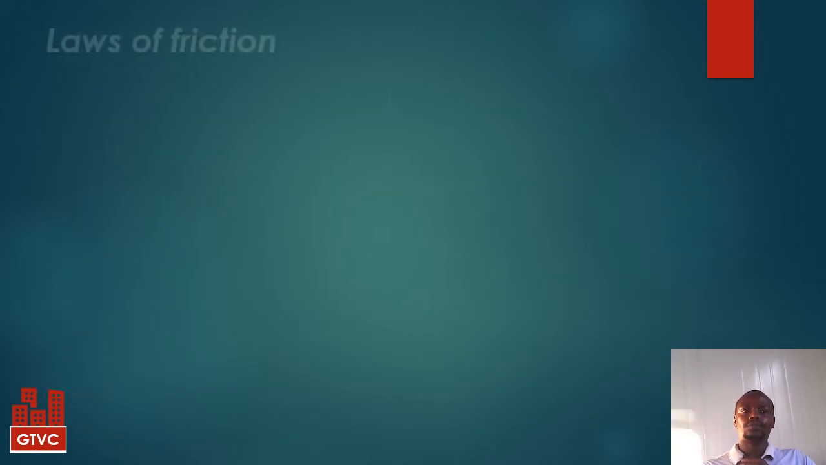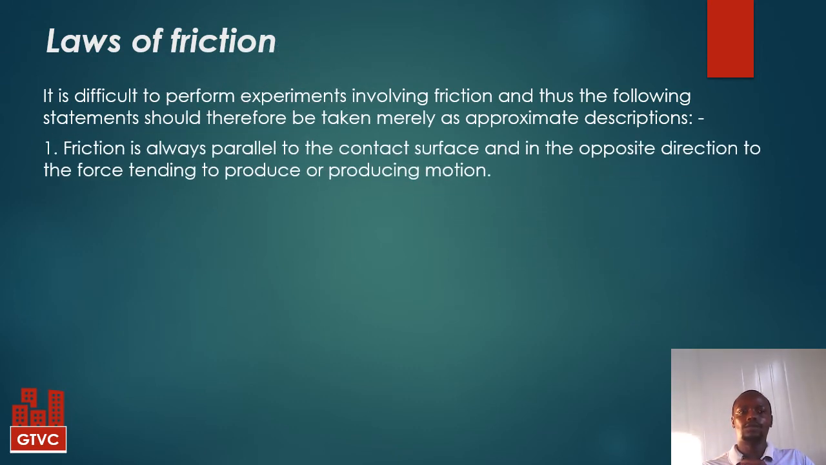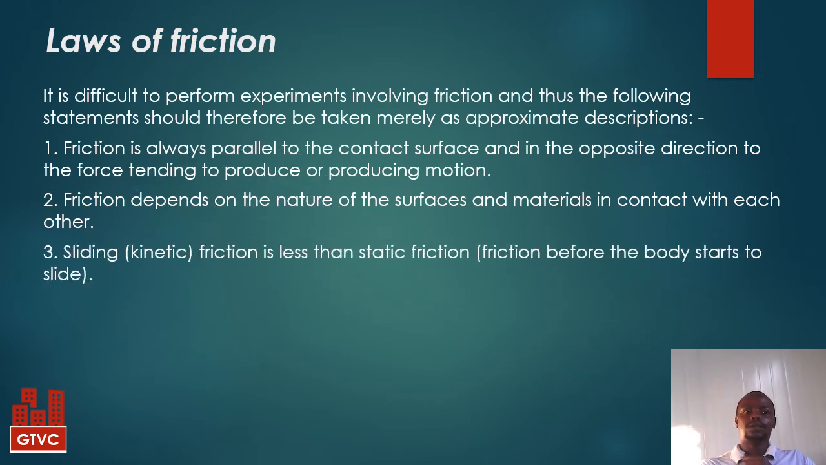Let us look at the rules of friction. We have many different rules regarding friction. Number one, friction is always parallel to the contact surface and in the opposite direction to the force tending to produce motion. Number two, friction depends on the nature of the surface and material in contact with each other. Number three, sliding or kinetic friction is less than the static friction. Static friction is friction before the body starts to slide.